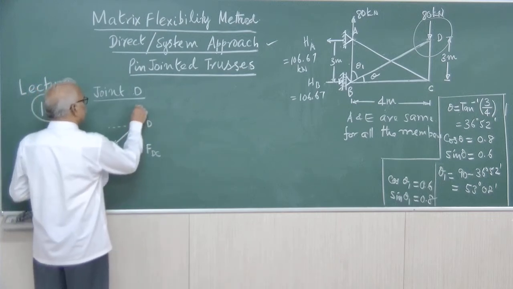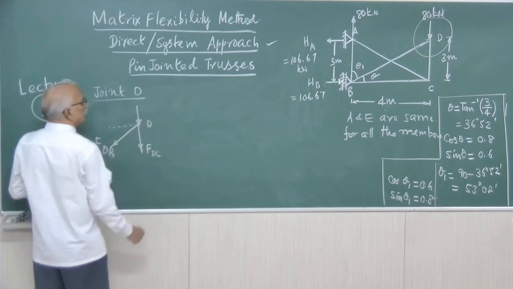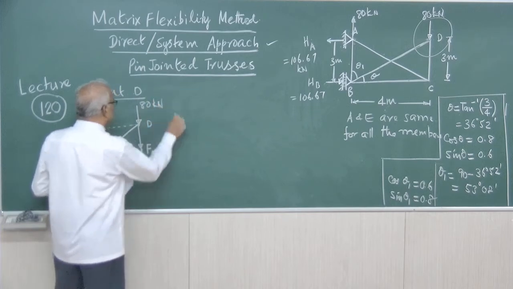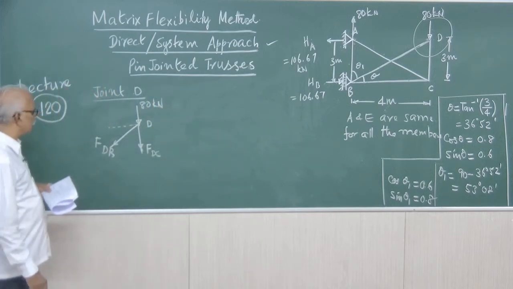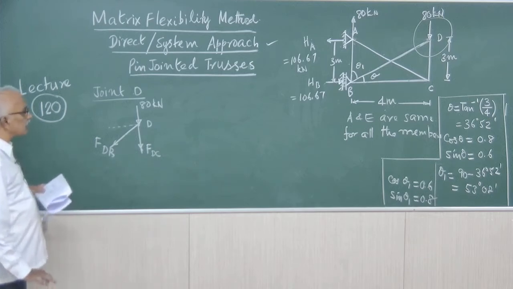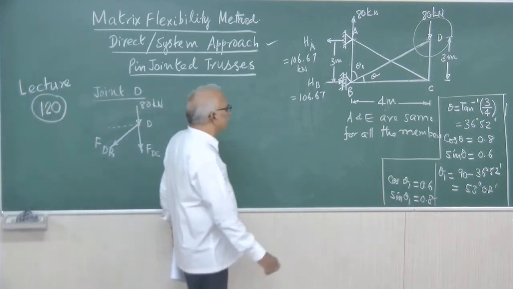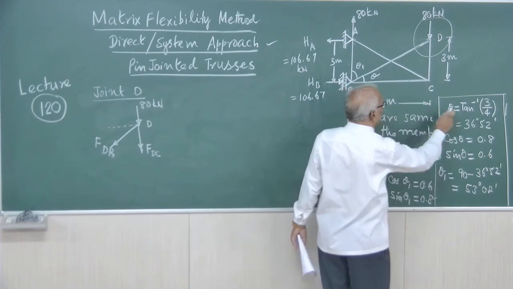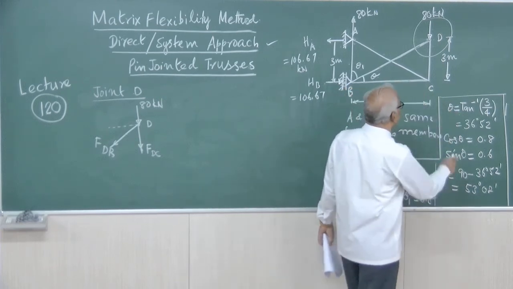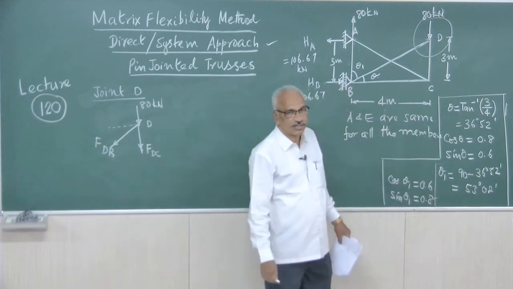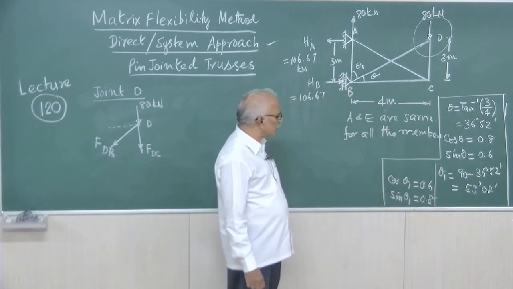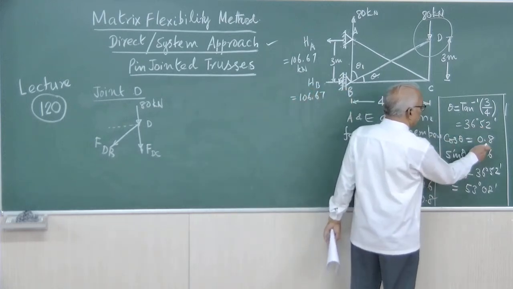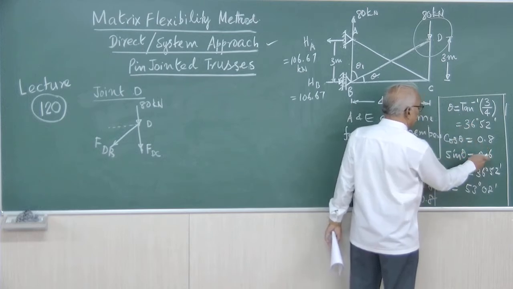Right. Now, there is a vertical force. You have to mark all details around joint D. Whatever is the force, whatever is the reaction, you have to mark everything around joint D. Right. Now, that's about the details around joint D. Now, we have to find out the value of theta. Tan theta equal to 3 by 4, or theta equal to tan inverse of 3 by 4, that is equal to 36 degree 52 minutes. Now, cos 36°52' equal to 0.8, sin 36°52' equal to 0.6.